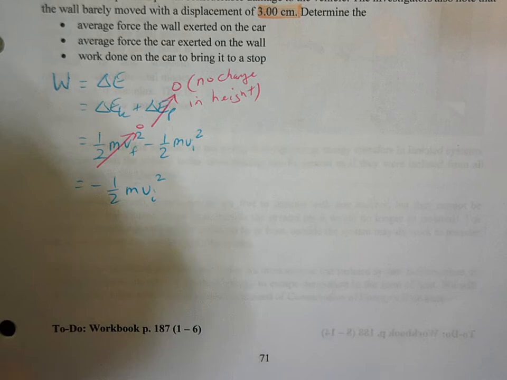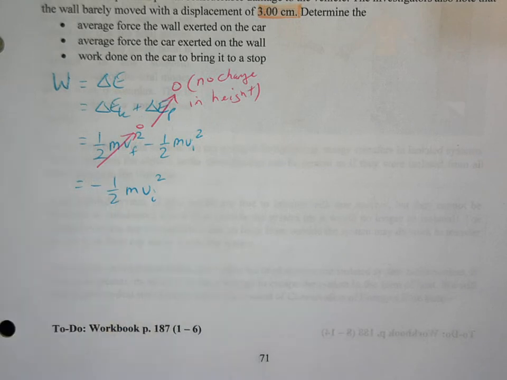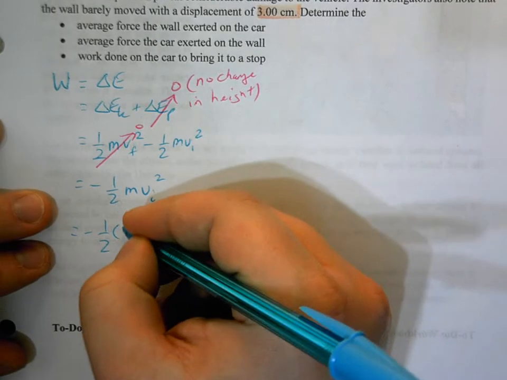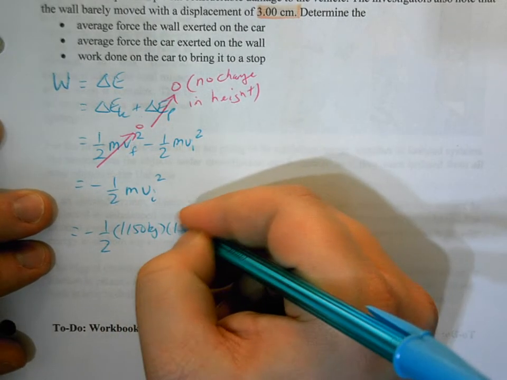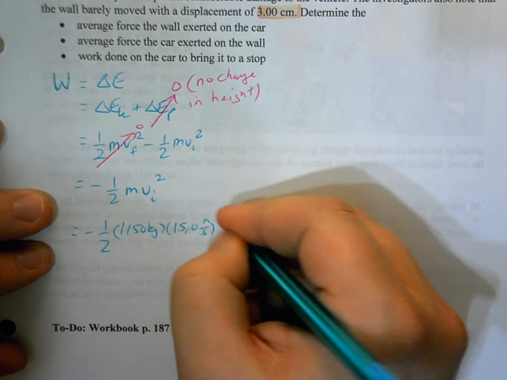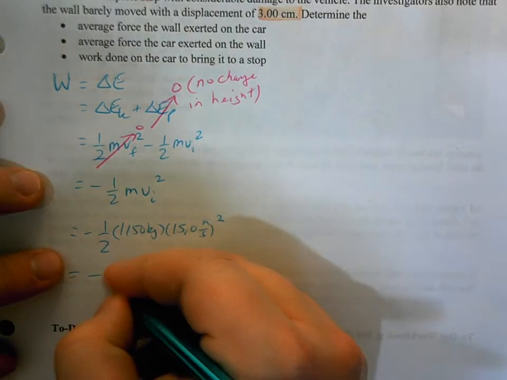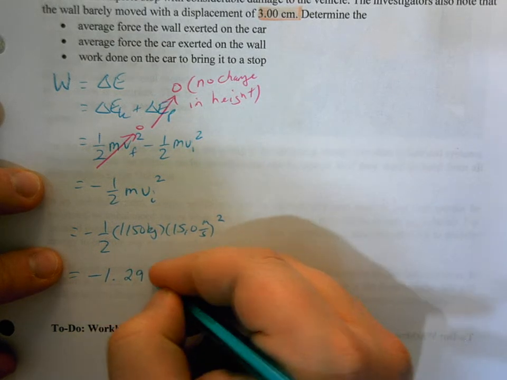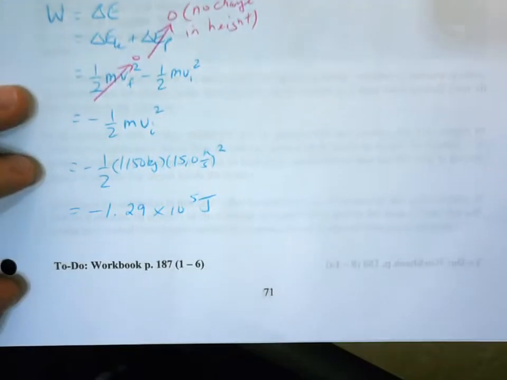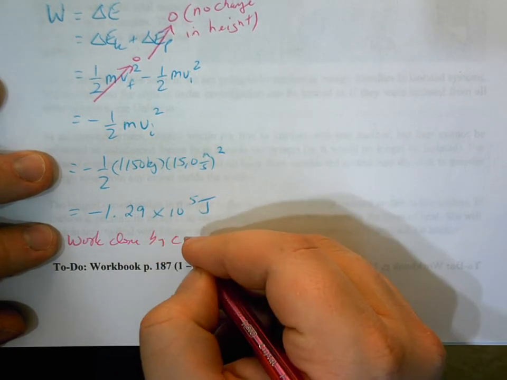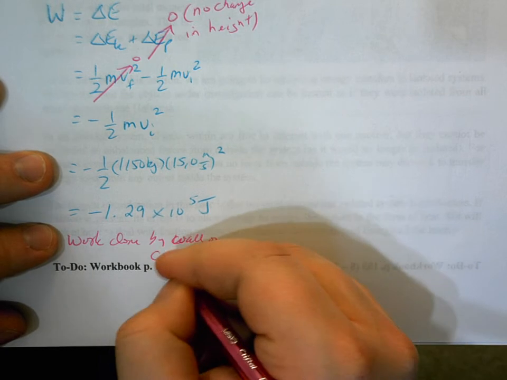So this is the work that's being done on the car, and when we're doing work, something has to do work on the object. In this case, it's the wall. So we're going to have this negative 1/2, we have the mass of the car, and we have its initial speed. We're told it's going 15 meters per second. So what we're going to get here is a large value for work. We're going to get about negative 1.29 times 10 to the 5 joules. So this is the work done by the wall on the car.